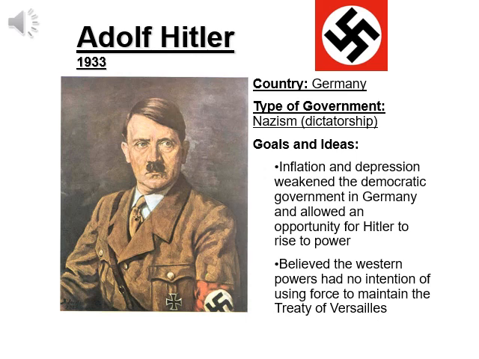The inflation and depression weakened the democratic government in Germany and allowed the opportunity for someone like Hitler to rise to power. Germans believed the Western powers had no intention of using force to maintain the Treaty of Versailles, and so this made it much easier for Nazi Germans to begin their epic conquest of Europe.